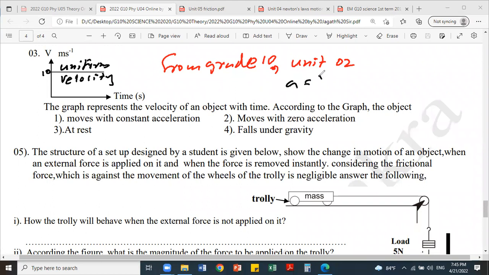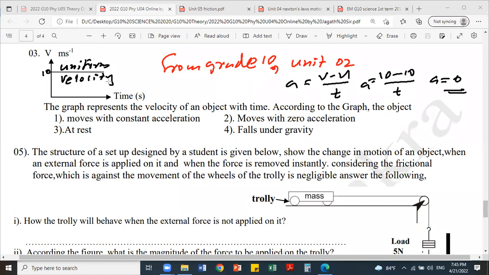That means that a equals v minus u over t. So final velocity is also 10, initial velocity is also 10. 10 minus 10 is what? 0. 0 divided by time is 0. So acceleration will be 0 here. 10 minus 10, 0.